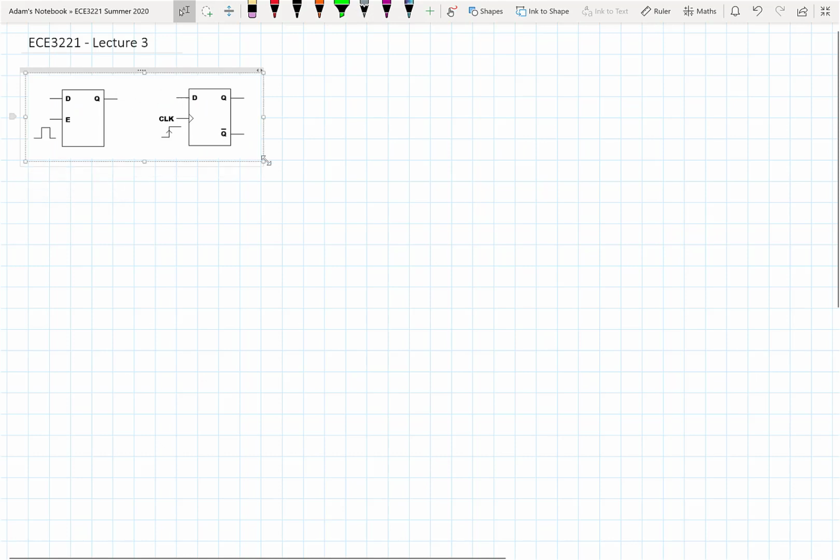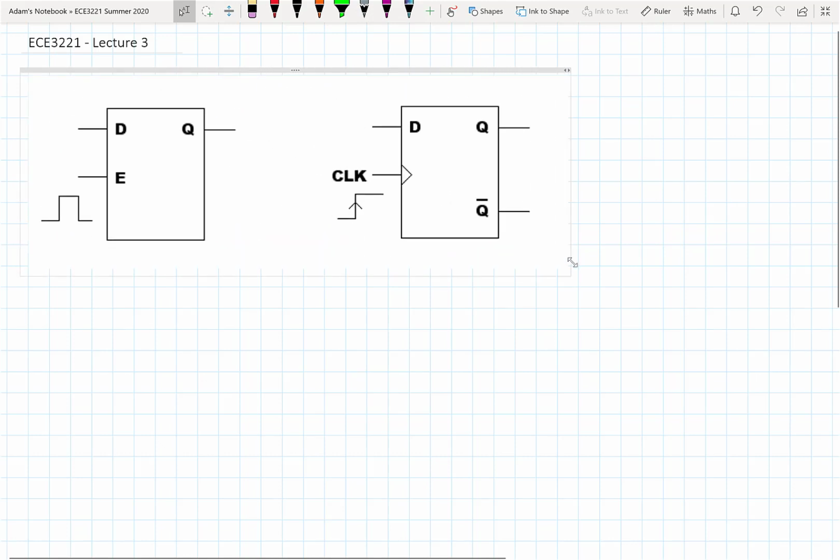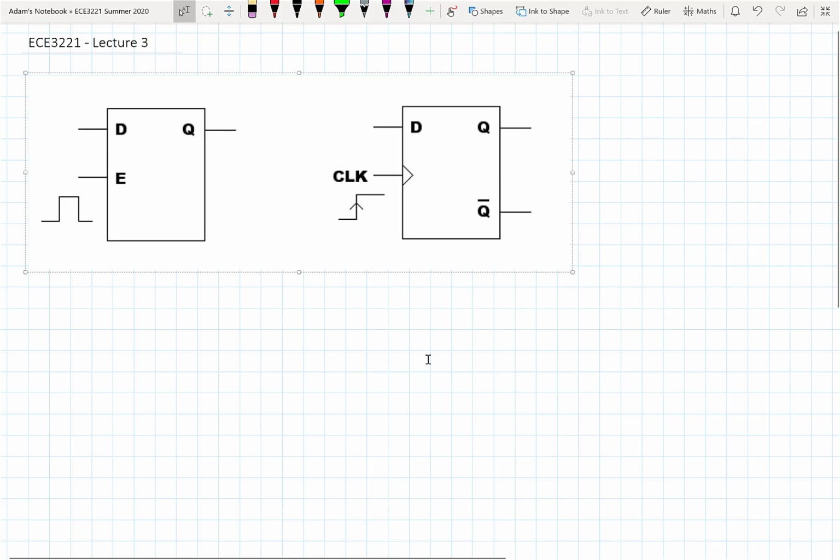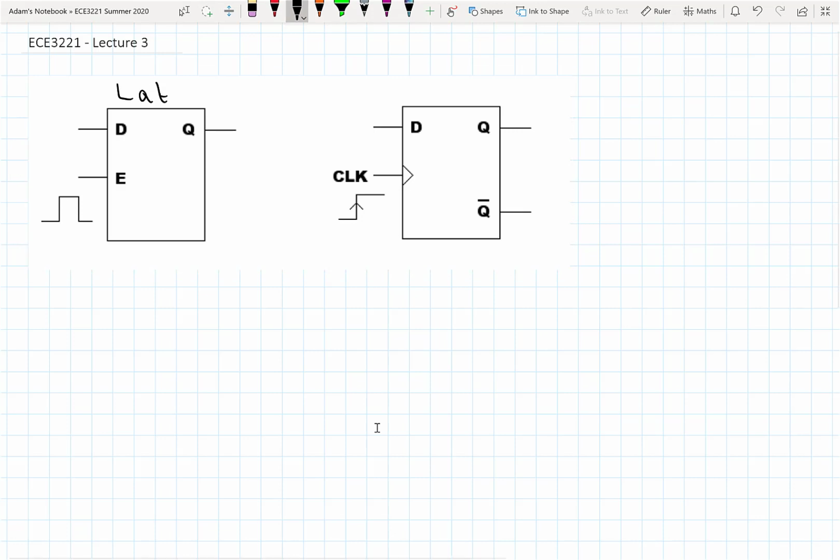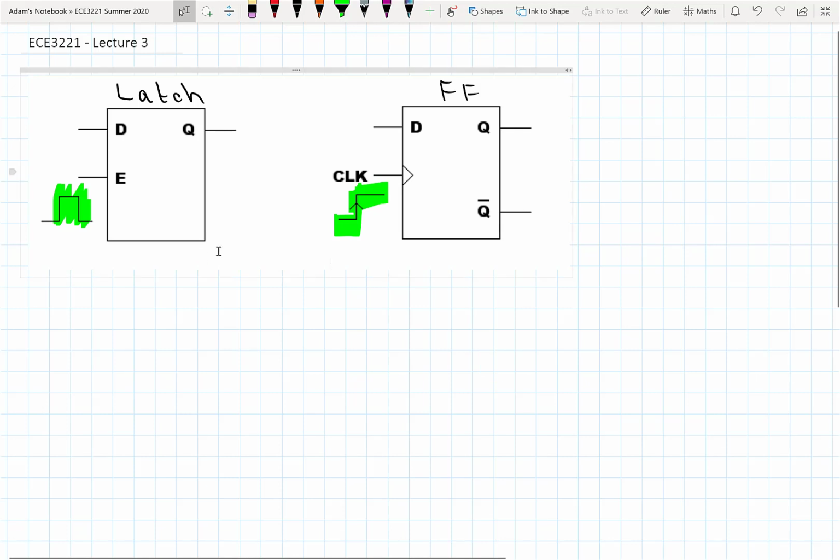So if I just bring in the image of my D latch on the right, this being my latch, this being my flip-flop, the difference being the latch is level triggered, whereas my flip-flop is edge triggered. Okay, let's again look at the timing diagram for these. I'm just going to pull one out of the class notes this time.